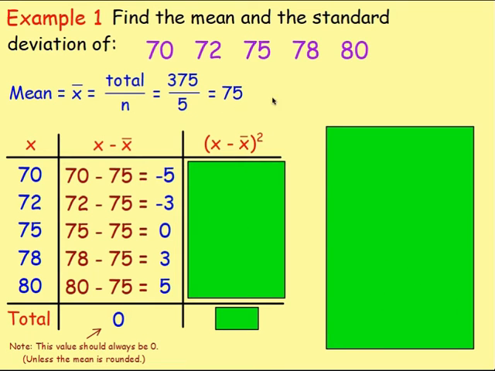If you get a number that you round for the mean, then you're going to be out ever so slightly, so it means you'll be out ever so slightly from 0. But the majority of the time, you should always be getting 0 here. So we check to see if you are doing this right.